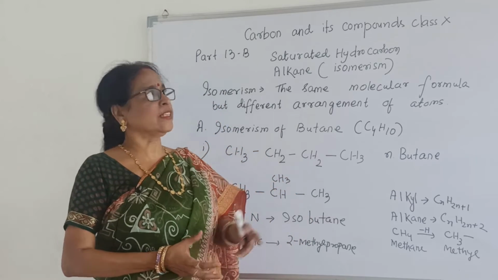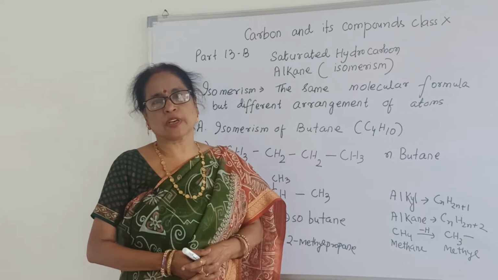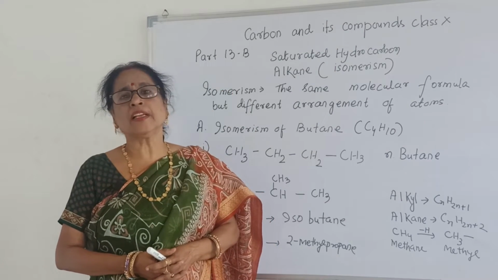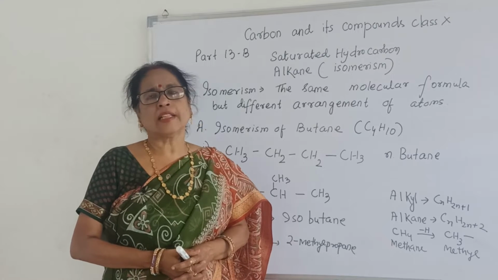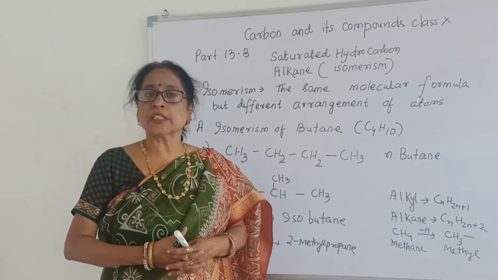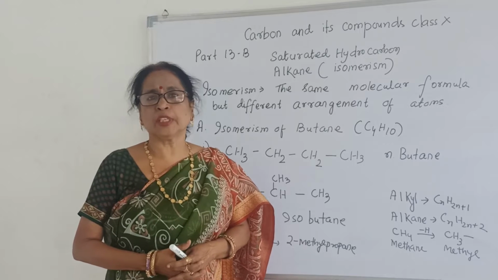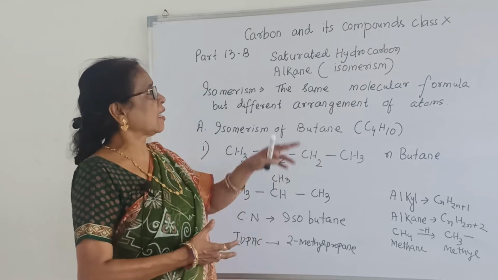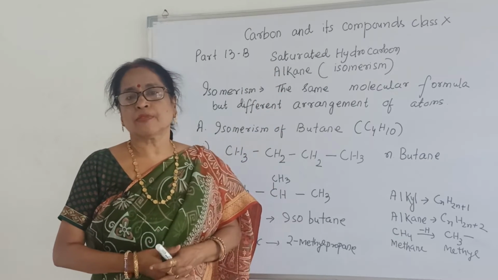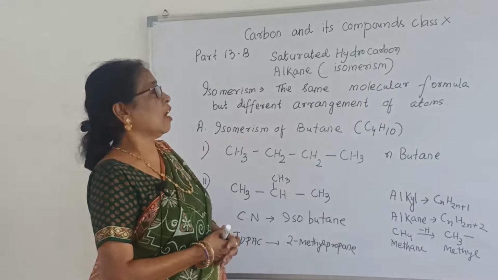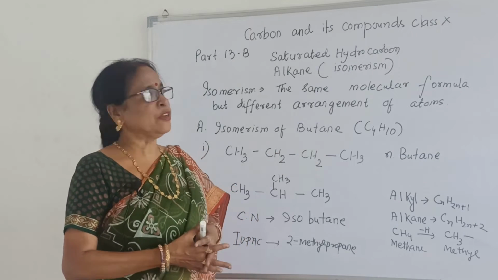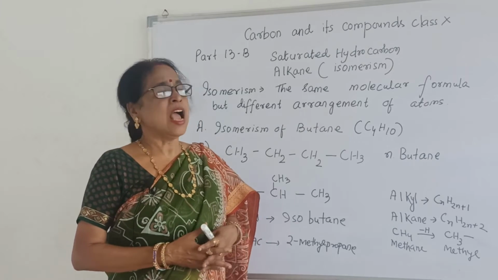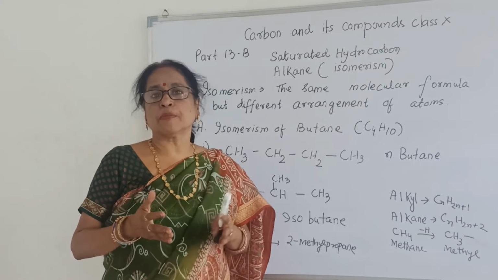Now I am going to explain the chapter Carbon and Compounds, for class 10. In part 13A I have explained saturated hydrocarbons and the nomenclature of alkanes, because the main example of a saturated hydrocarbon is alkane. Alkane contains single bonds, and alkane is also called paraffin. In 13B, I am going to explain the isomerism of alkanes.